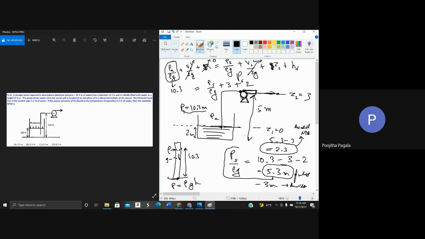Is this clear? Yes, Anna. Okay. So that's it for today's class. We have mainly focused on Bernoulli's equation and also a problem on NPSH.